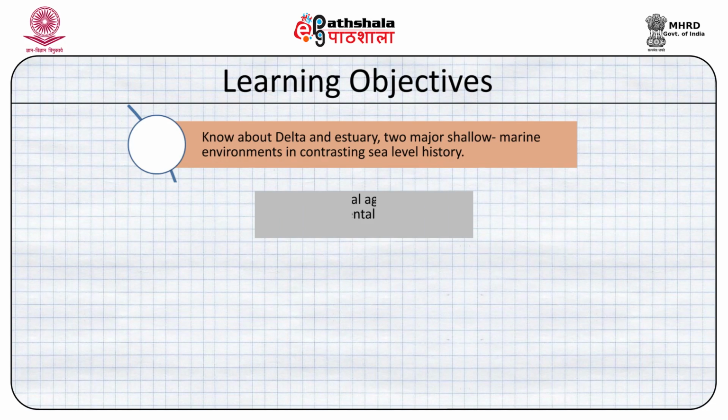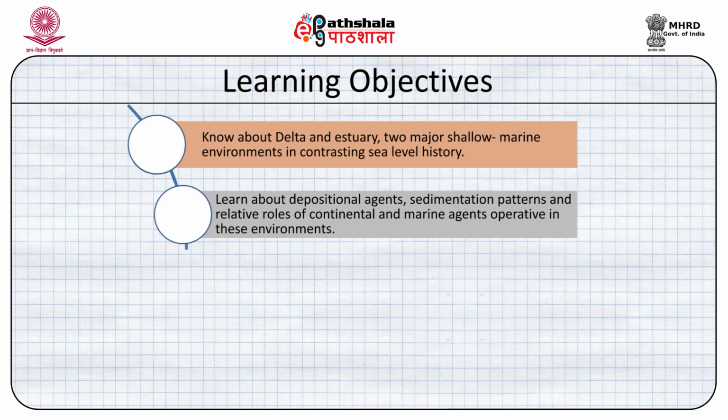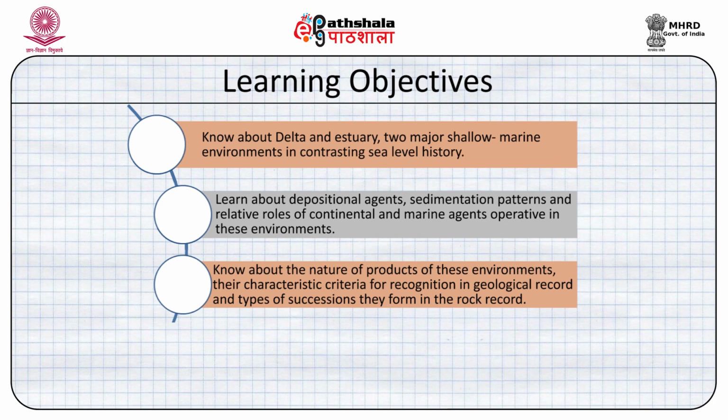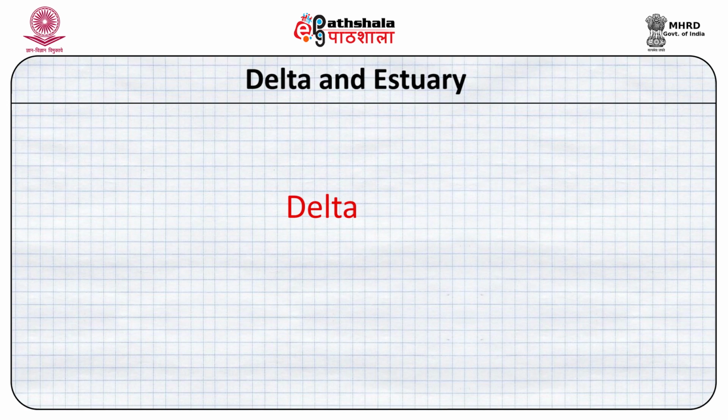Number 2, you will be able to understand the processes that operate in these two environments, and depending on processes, the different kinds of geometries that develop in these environments. You will also come to know about the products of these environments, which will help you in identifying them in the ancient rock record. Coming to the main discussion, first we will discuss the delta.